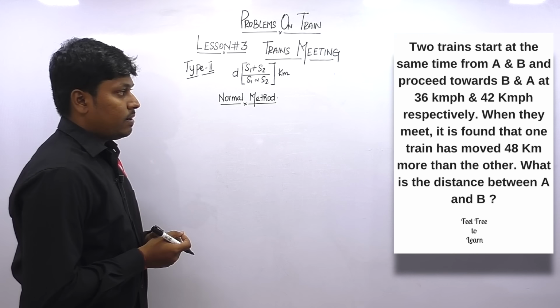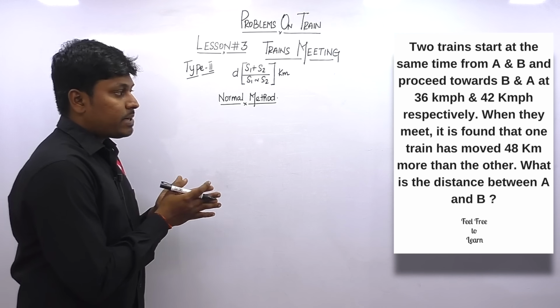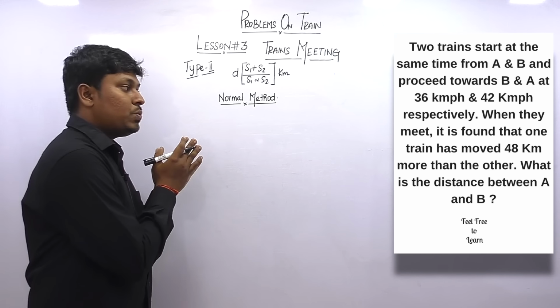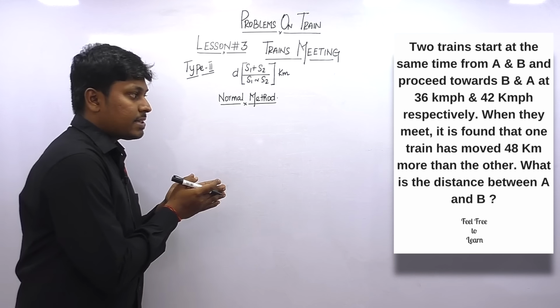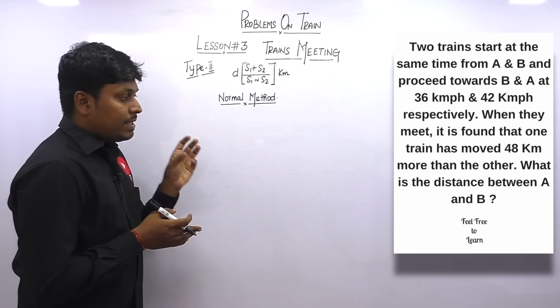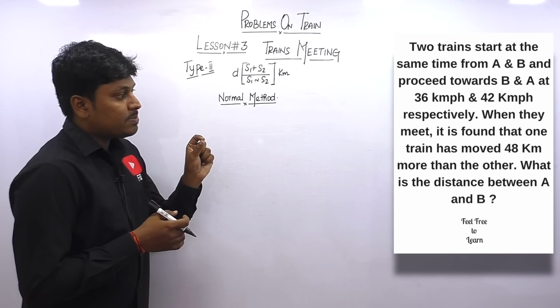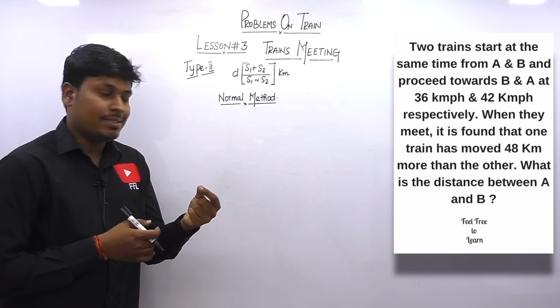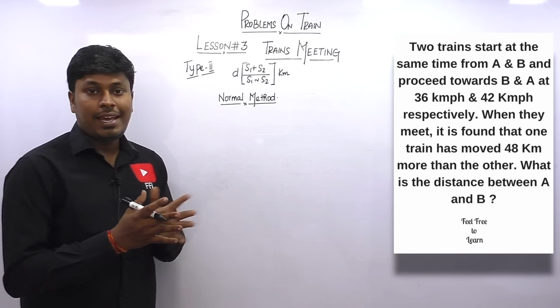Question number 1. 2 trains start at the same time from A and B and proceed towards B and A at 36 km per hour and 42 km per hour respectively. When they meet, it is found that one train has moved 48 km more than the other. So what is the distance between A and B?